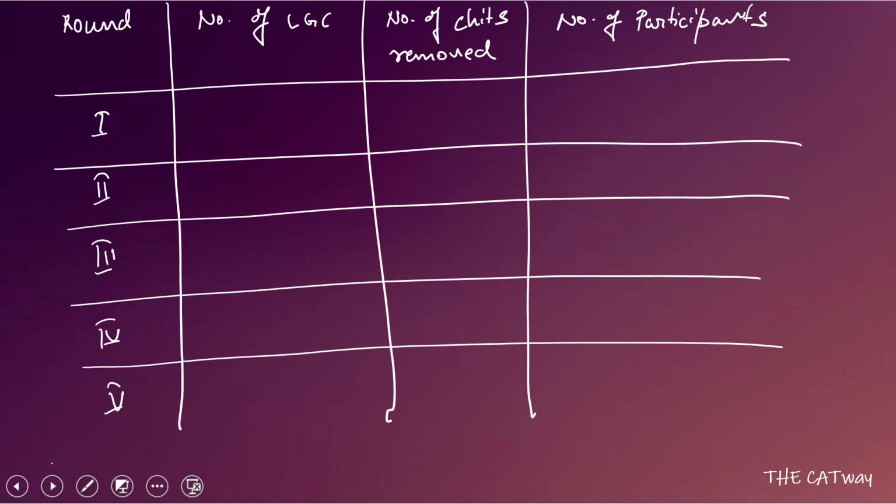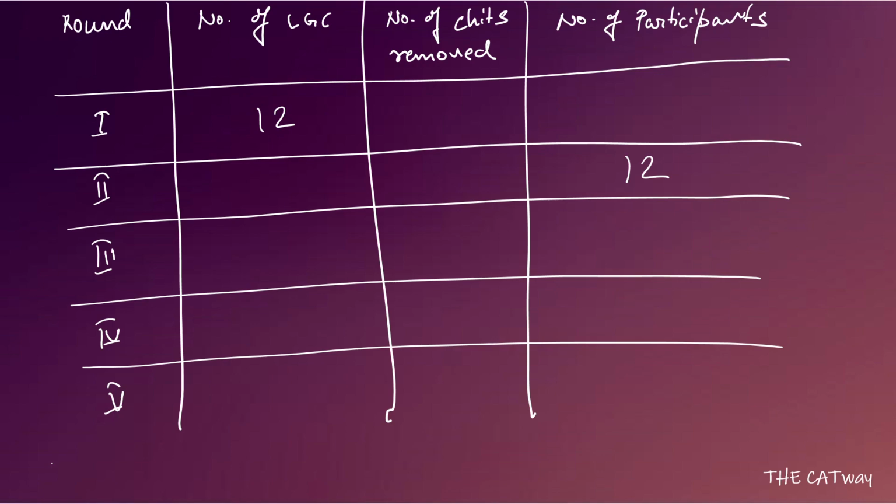So the first thing we need is a table. So here we have a table. Now, we have been given that there were 12 Lucky Guy chits in the beginning. That means that the number of Lucky Guy chits in round 1 is 12, which also means that the number of participants in round 2 is 12. So this is something which you should know.